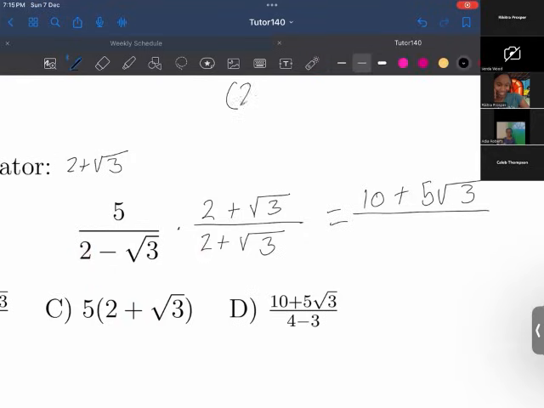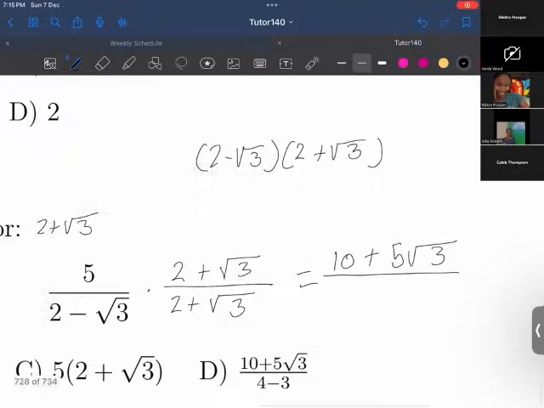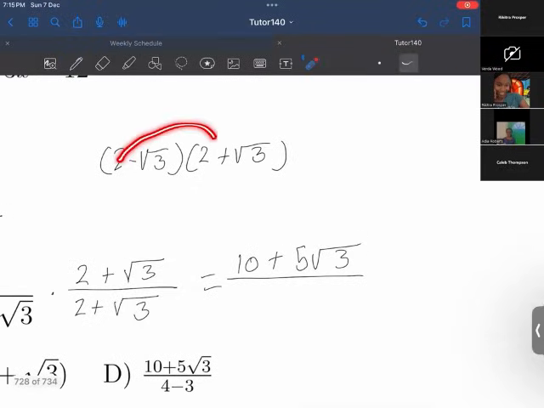So if you have 2 minus root 3, and then 2 plus root 3, you remember the FOIL method: first, outer, inner, last. So you're multiplying 2 by 2 first. 2 times 2 is 4. Now we're going to multiply 2 by root 3, so that'd be plus 2 root 3. Now we're going to multiply negative root 3 times 2. That's minus 2 root 3.